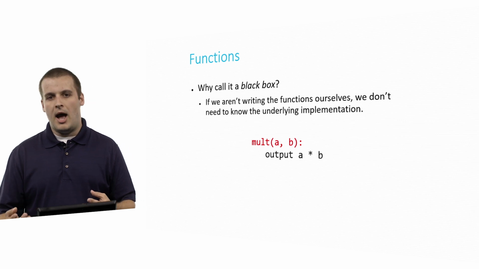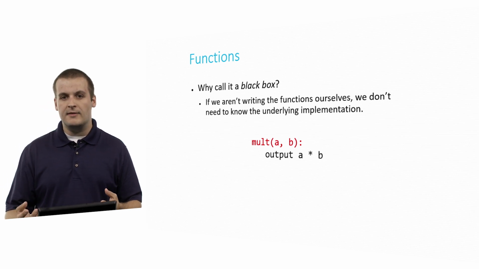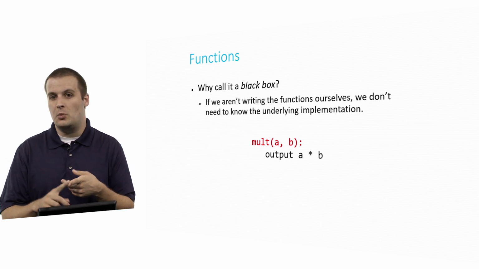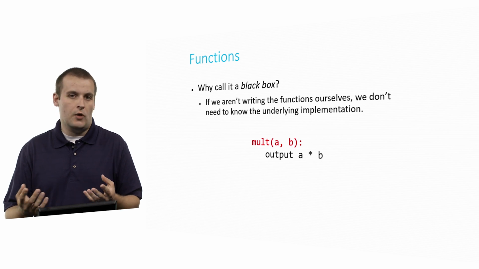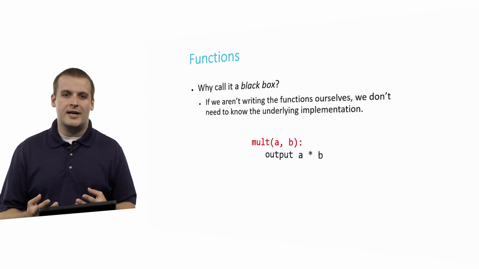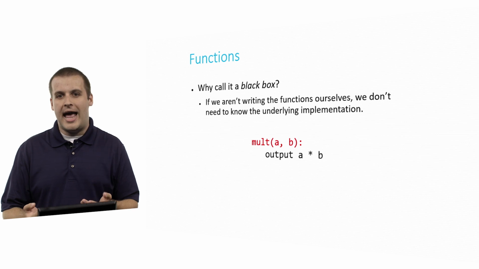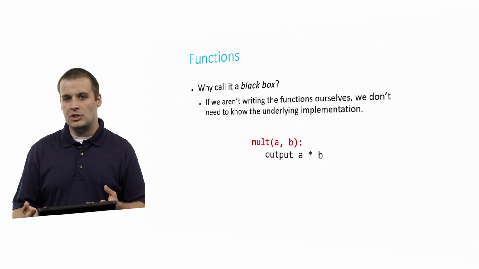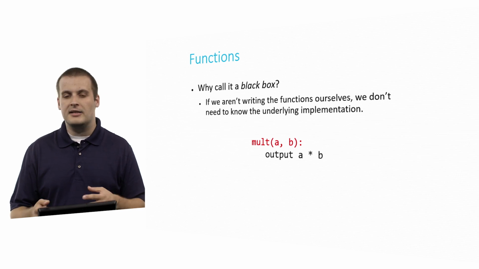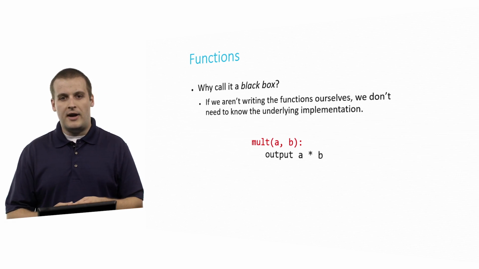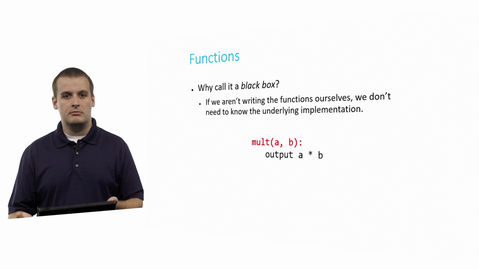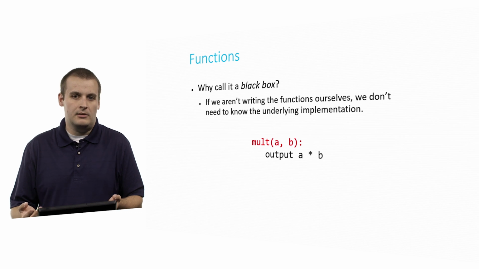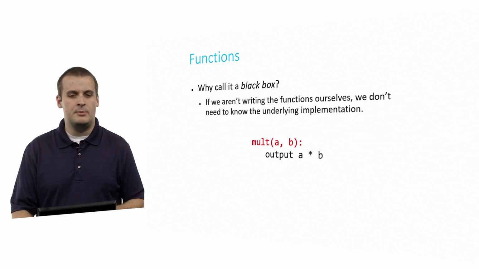Why do we call it a black box? Well, if we aren't writing the functions ourselves, which we've done quite a bit so far in CS50, we've seen printf, for example, which is a function that we didn't write ourselves, but we do use all the time. If we aren't writing the functions ourselves, we don't really need to know how it's actually implemented under the hood. So for example, the black box I just showed you for multiplication. Mult AB could be defined, and this is just some pseudocode, could be defined as output A times B. That makes sense, right? If we have a function called mult that takes 2 inputs, we would expect that the output would be the 2 inputs multiplied together, A times B.